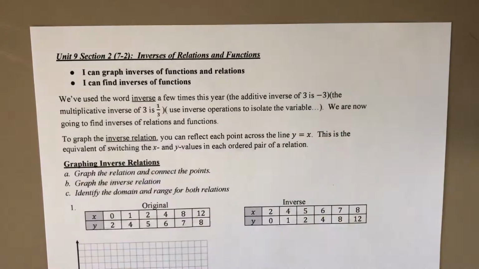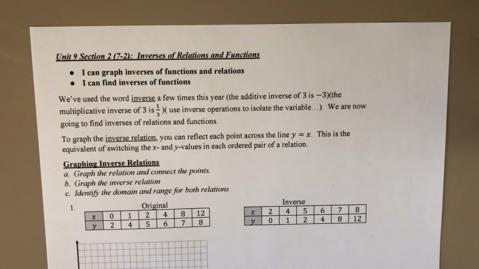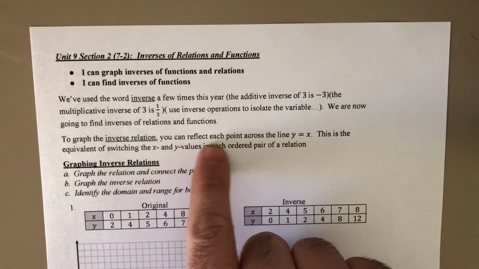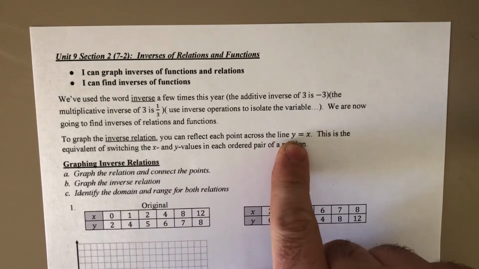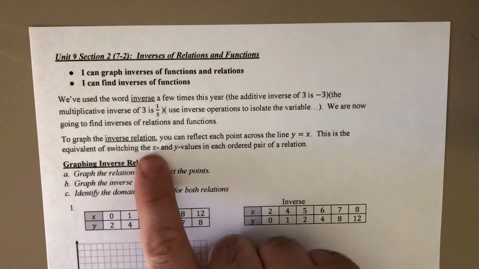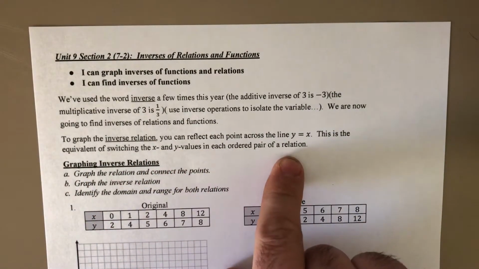It says we've used the word inverse a few times this year. We've talked about additive inverses, multiplicative inverses. We used inverse operations when solving for a variable. But now we're going to find inverses of relations and functions. To graph the inverse relation, you can reflect each point across the line y equals x. We'll show you that in a second. This is the equivalent of switching the x and y values in each ordered pair of a relation.